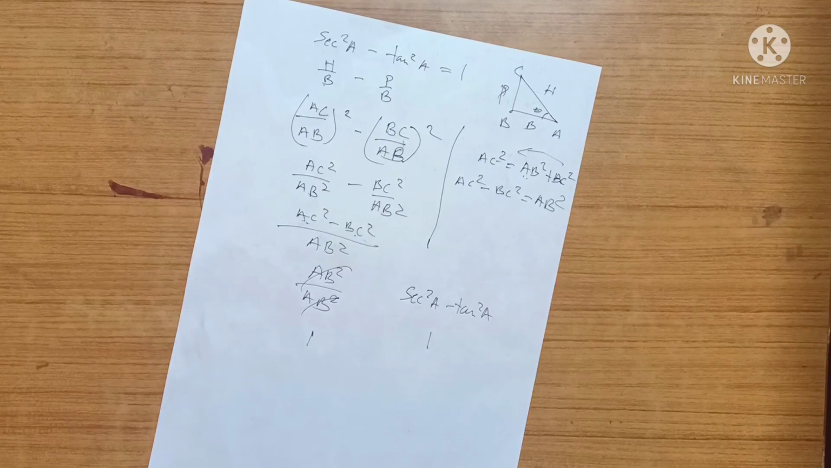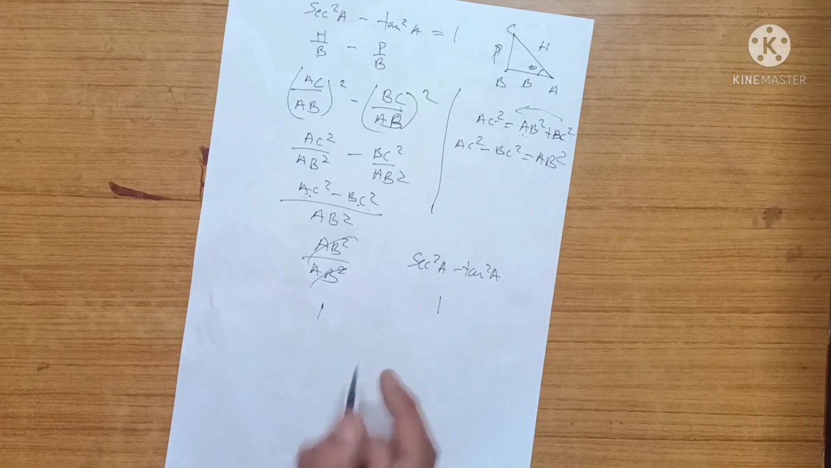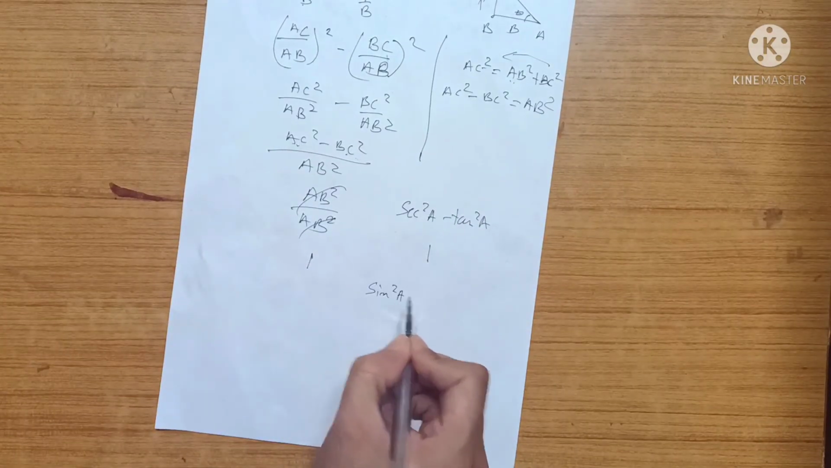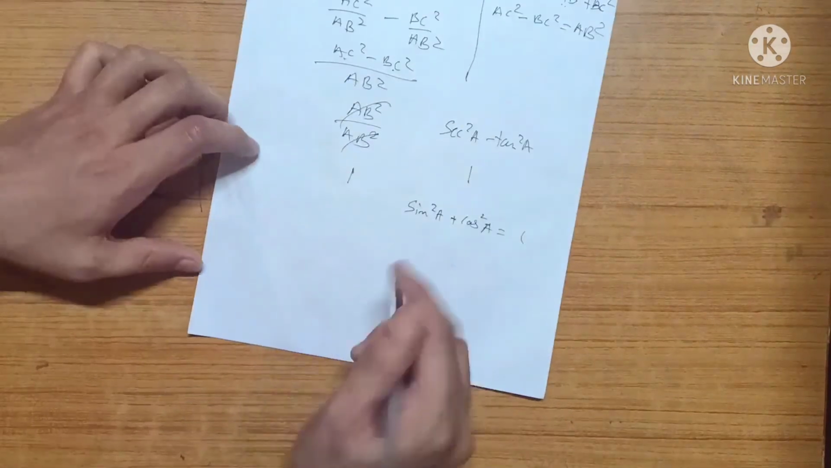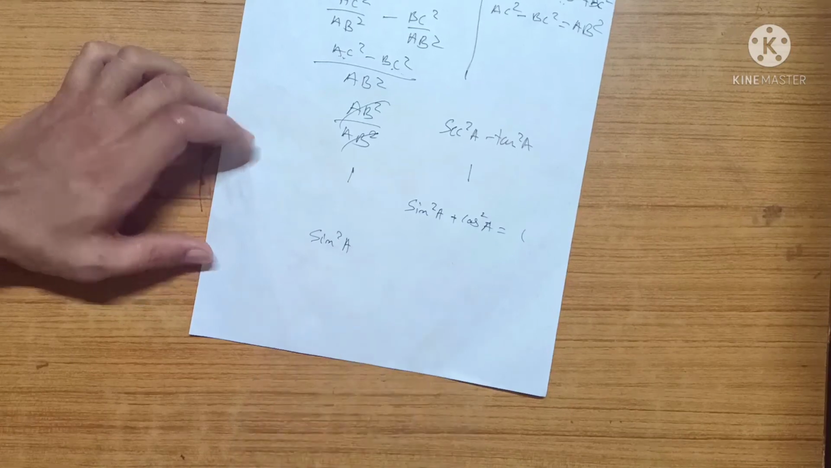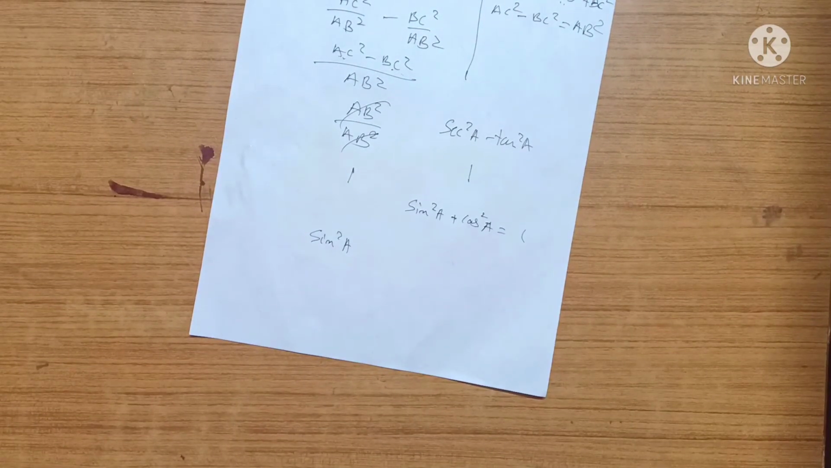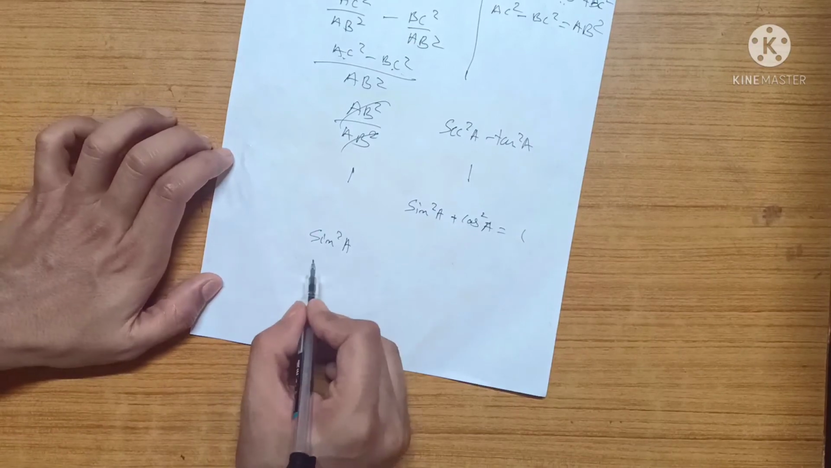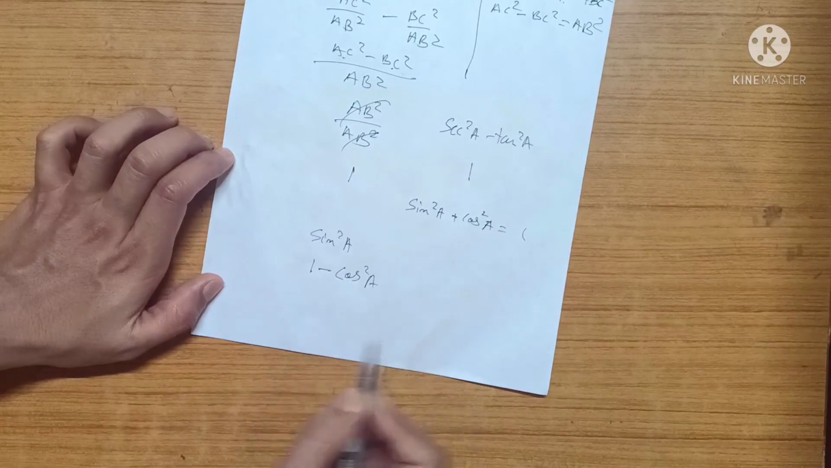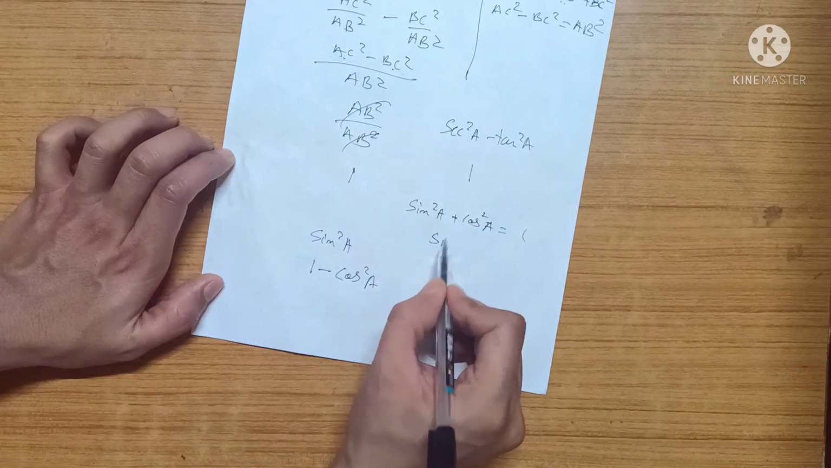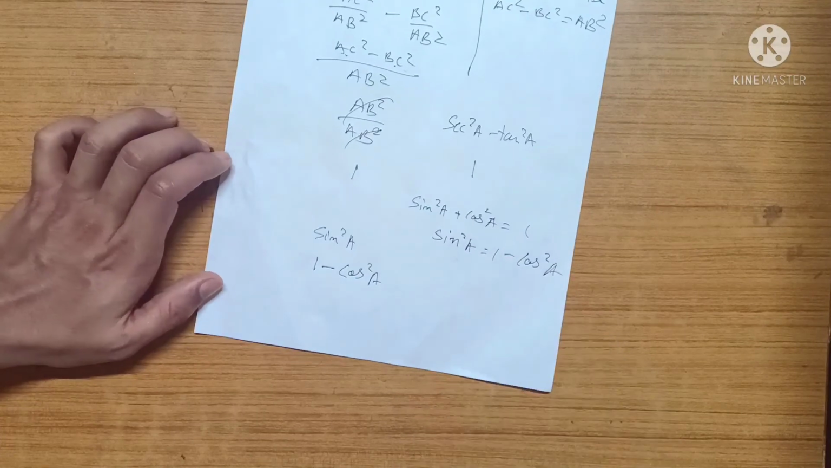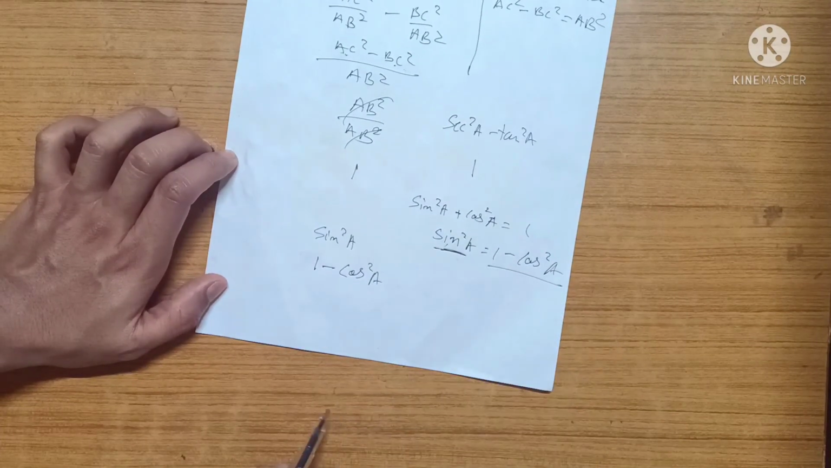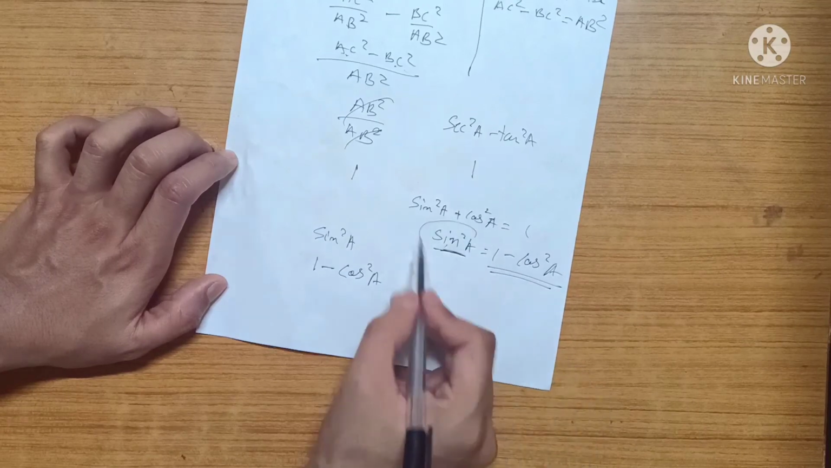These formulas don't just work like that, they work the other way around also. For example, I told you sine square A plus cos square A is 1, right? So whenever I see sine square alone, what I can do is, instead of sine square, I can write 1 minus cos square, if need be, according to the situation. Because sine square A equals 1 minus cos square A. So instead of sine square, I can write 1 minus cos square, or the opposite, instead of 1 minus cos square, I can put sine square A also.